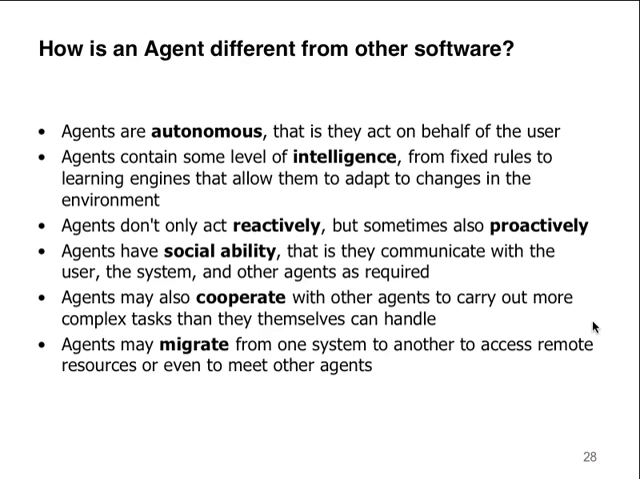So how's the agent different from other software? Agents are autonomous, so they act on behalf of the user. The first thing that comes to mind when you're developing agent solutions is, okay, how do I know if this is an agent? And how do I know how to divide the software program into different agents? So that's why I say the intelligent agent, the information agent that we get, is acting on your behalf.